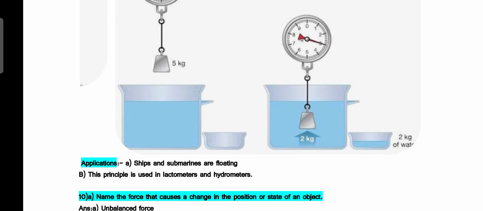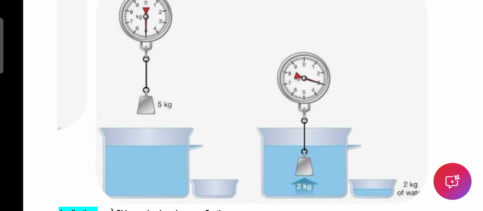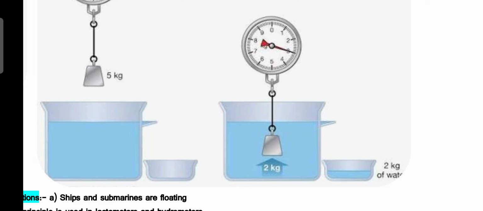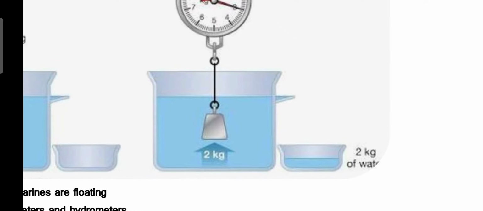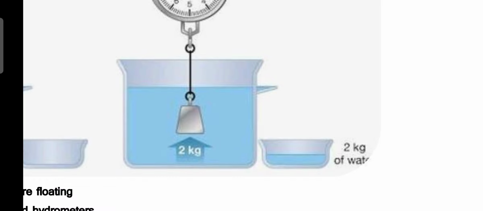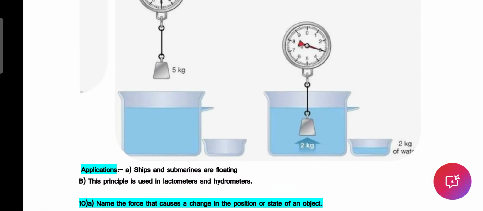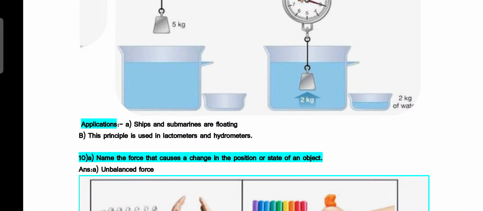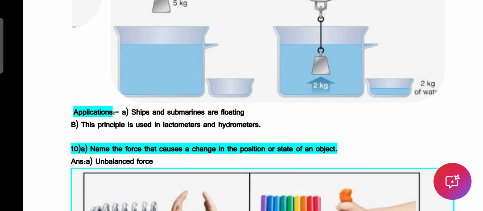And when we see, you can see here, when the object is immersed completely inside, the water comes to the upward part and it is displaced. So the mass of the water which is displaced here is 2 kg, and that is the force exerted on the object which is immersed in the water. That is the Archimedes principle.